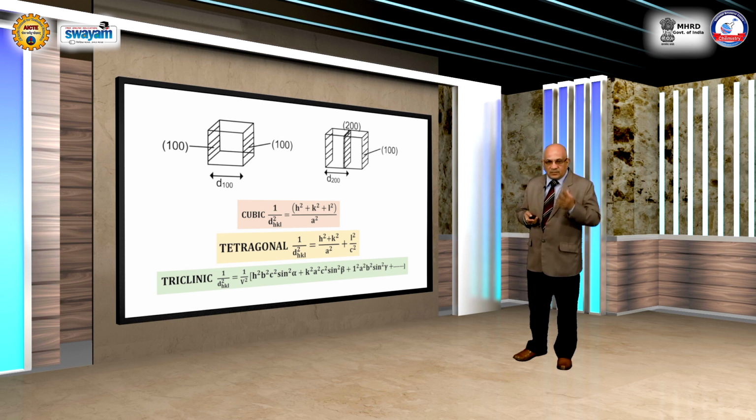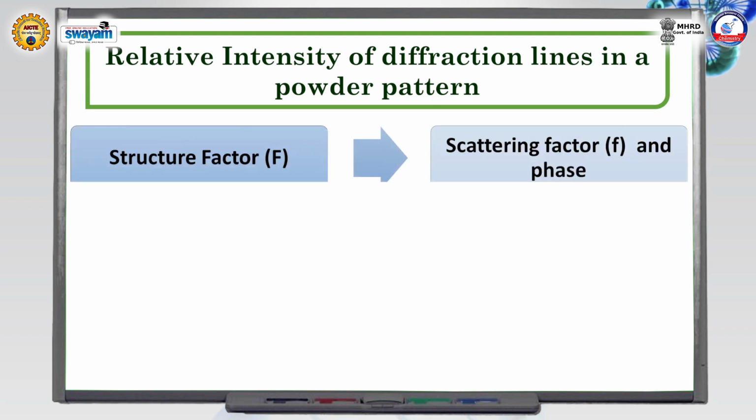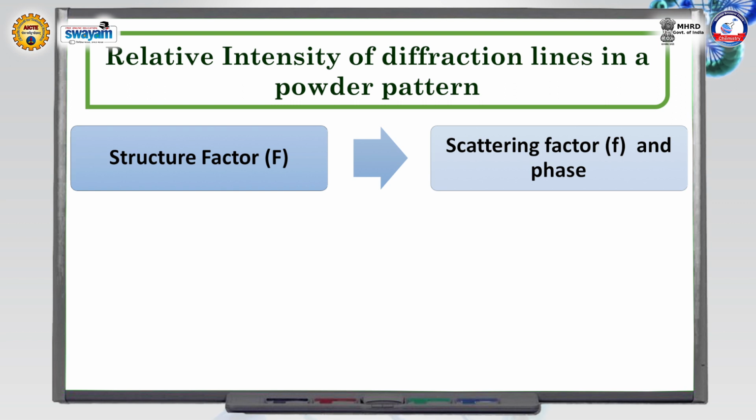So, from the powder X-ray diffraction pattern you can index all the reflections if you have a good understanding of the crystal system and you know how to index the planes using the Miller indices. Now, to go into more detail, the intensity of the reflections that you are getting depends on what is called the structure factor, and the structure factor is related to the scattering factor and the phase. So, these are more details.